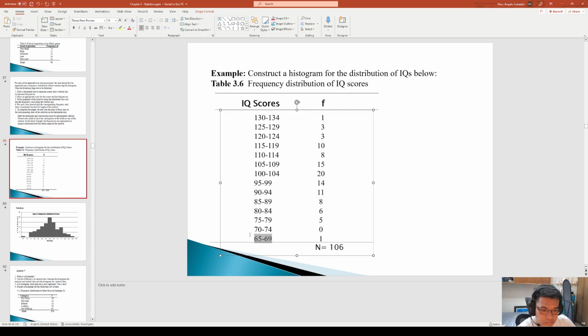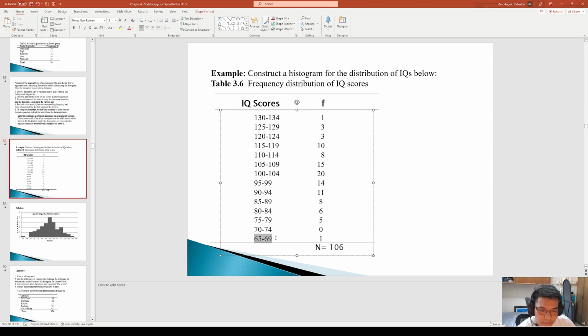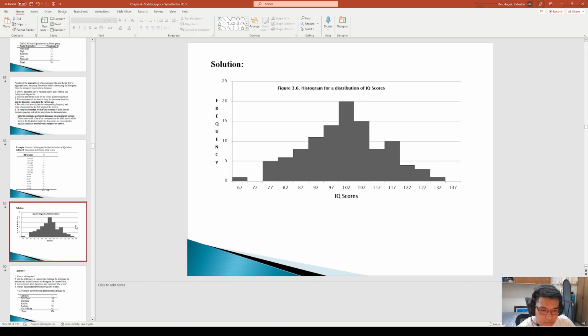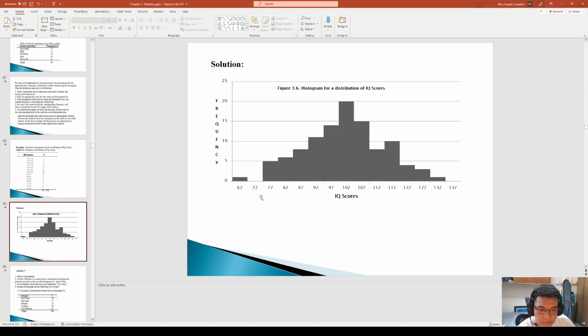Okay, so 65 to 69, that should be the scales. Sir, hindi siya 65 to 69, why is it 67? So remember the term class mark. Class mark, meaning it's the average of the upper limit and the lower limit. So what's the average of 65 and 69? So it's 67. So class mark dapat yung ilalagay dito sa X, yung scale ng X. Okay? So 65 to 69, 67 yung gitna.